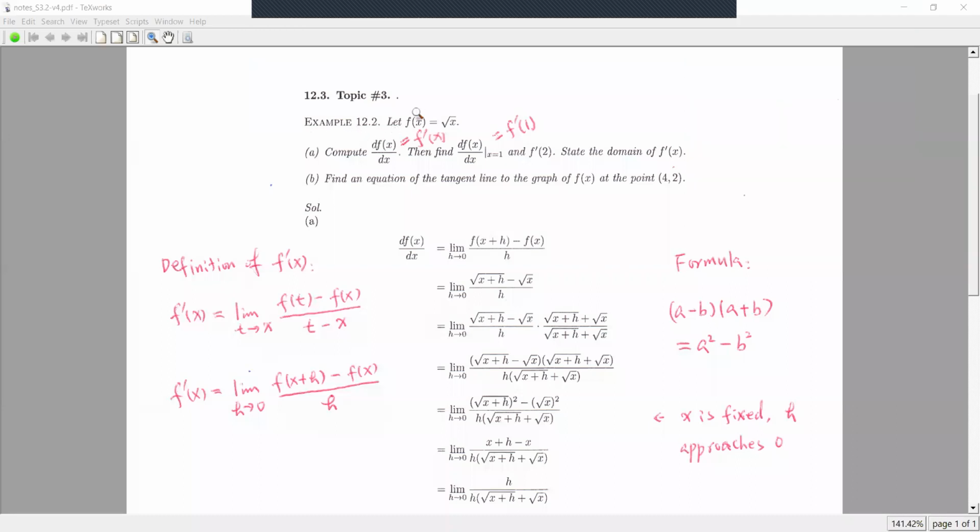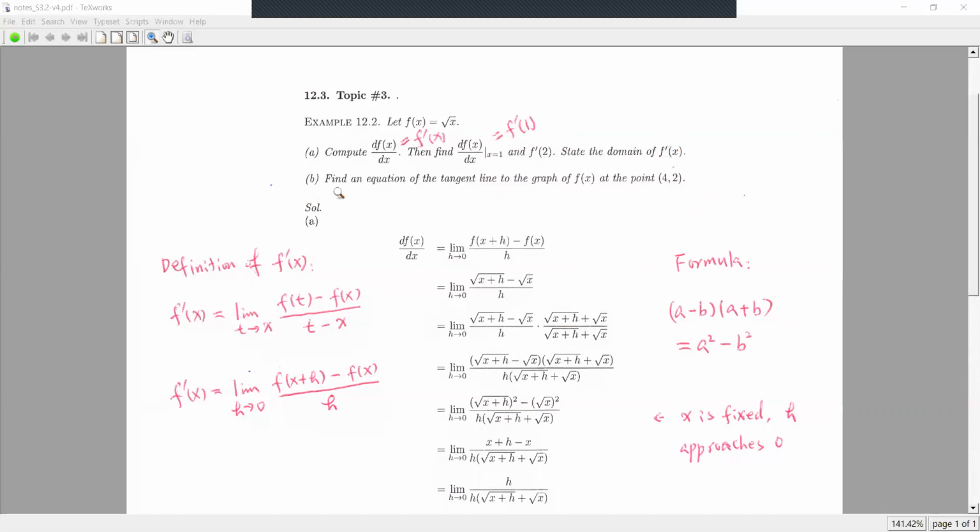Example 1, let function f be the square root of x. Part A, compute the derivative on function f. Then find the derivative at 1. This notation means compute the derivative on the function f first. After getting the derivative, plug in 1 in x. And find the derivative at 2. State the domain of this function.